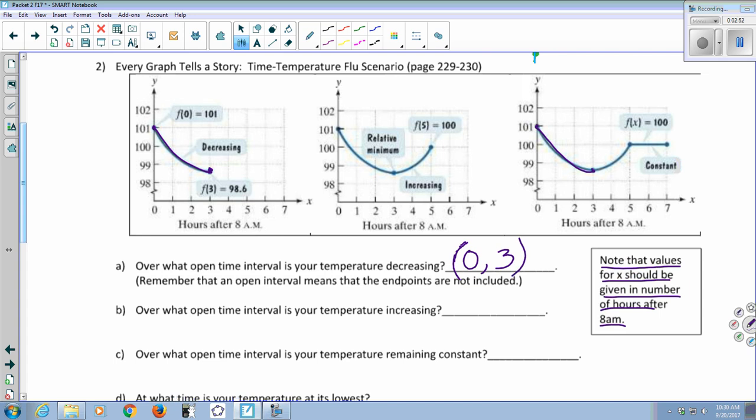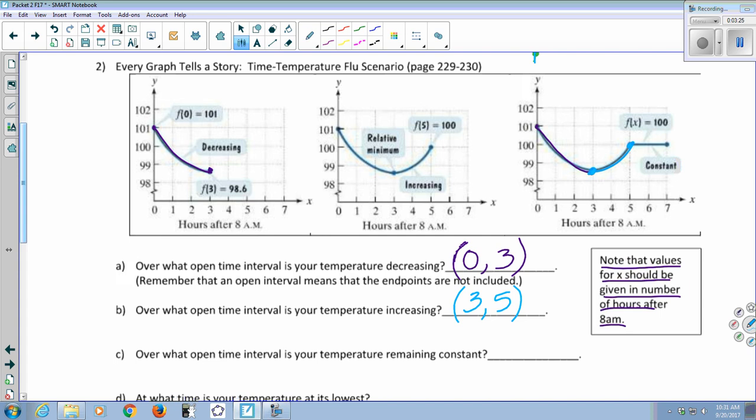Over what open time interval is the temperature increasing? So temperature increases from this point right here until this point right here, and we only give time, right? When you're describing an interval for increasing or decreasing, you only give the x coordinates. So from 3 to 5 hours after 8 a.m., the temperature is increasing. So it would be from 11 a.m. until 1 p.m.